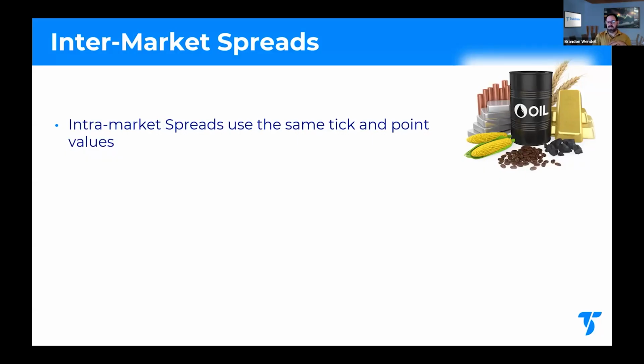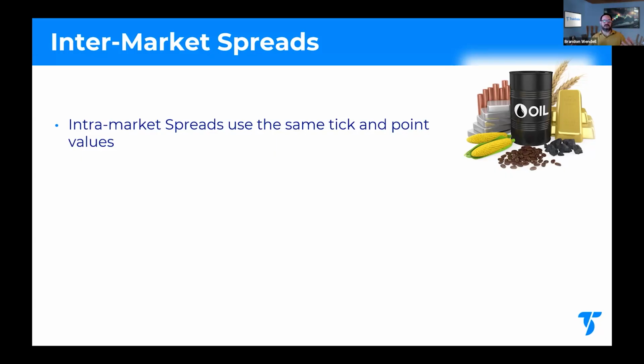Intramarket, if you're trading the exact same contract, just different months, the point values and tick values are exactly the same. That's easy, isn't it? Crude oil versus crude oil, it's all moving by a penny, which is worth $10. That's the tick value. Point value is 1,000. But if you traded crude oil versus gasoline, now we're looking at something different.